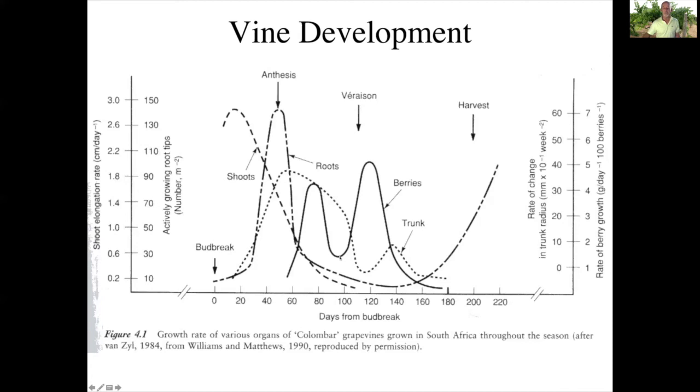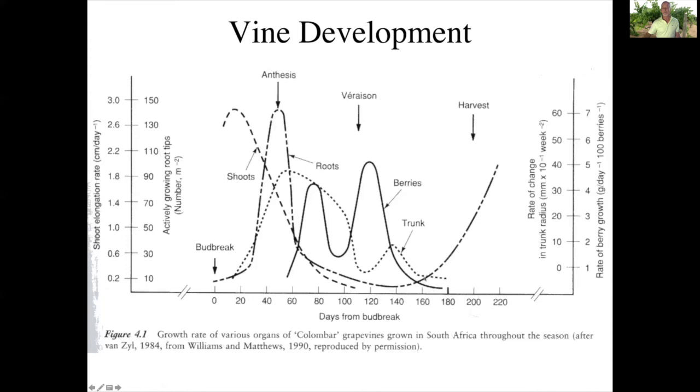And this is the point where we start to get into veraison again, where the berries start to increase very rapidly in size. And then as they mature, they decline. So we have veraison right here, and then we have harvest out here. And you'll notice that the roots are going up at this phase, going down at this phase.